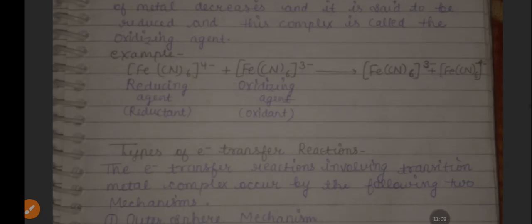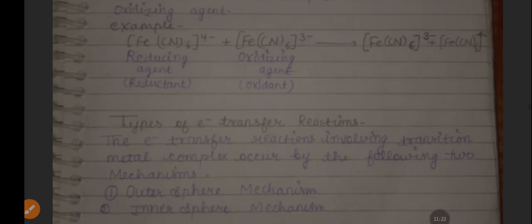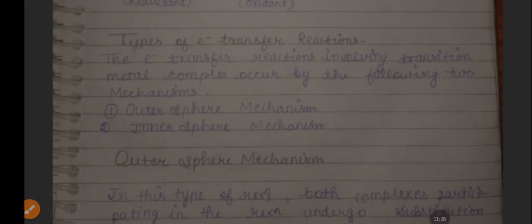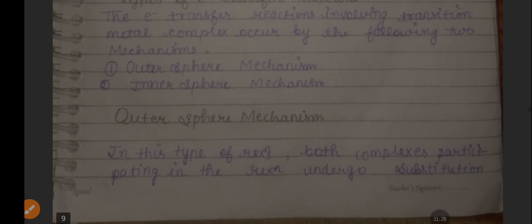Example: [Fe(CN)6]⁴⁻ plus [Fe(CN)6]³⁻. The first is the reducing agent, meaning the reductant, and the second is the oxidizing agent, meaning the oxidant. Then [Fe(CN)6]³⁻ plus [Fe(CN)6]⁴⁻. Types of electron transfer reactions. The electron transfer reactions involving transition metal complexes occur by the following two mechanisms: outer sphere mechanism and inner sphere mechanism.